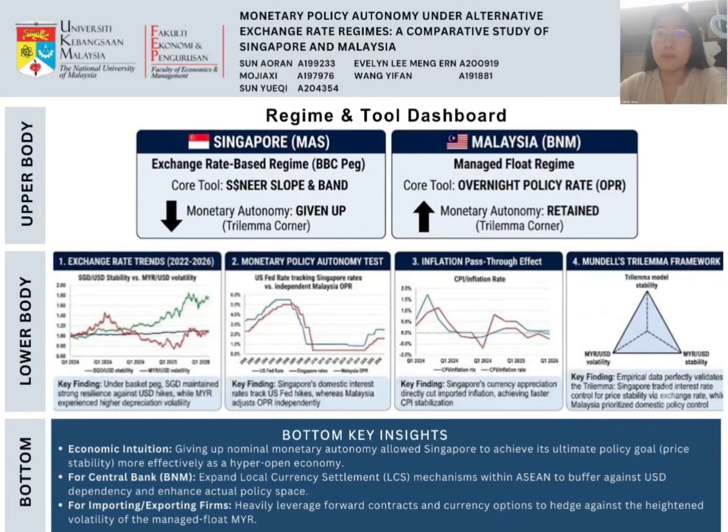Welcome to our group presentation for EPP 3213, International Monetary Economics. Our topic is monetary policy freedom under different exchange rate systems, a comparison of Singapore and Malaysia from 2022 to 2026. The world economy has serious difficulties.